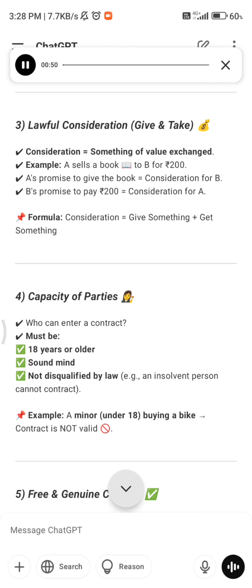3. Lawful consideration: give and take. Consideration is something of value exchanged. Example: A sells a book to B for $200. A's promise to give the book equals consideration for B. B's promise to pay $200 equals consideration for A. Formula: consideration = give something plus get something.